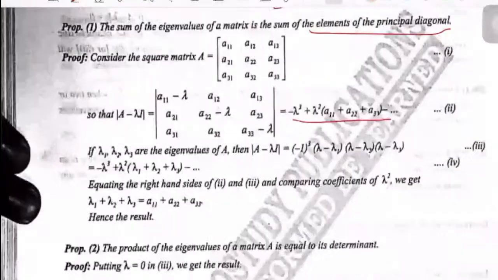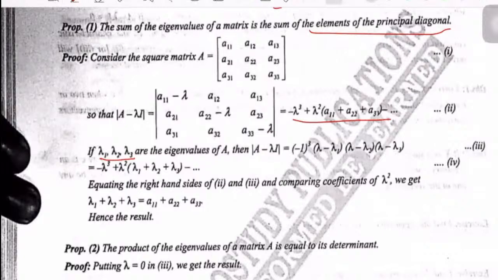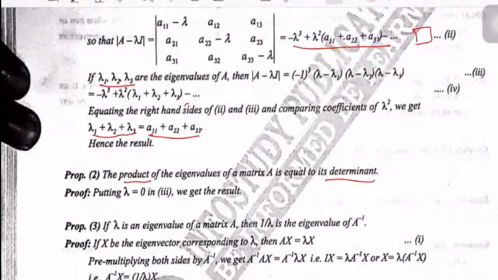Here, if lambda 1, lambda 2, lambda 3 are the eigenvalues, we consider them along with the characteristic equation. If we equate both, lambda 1 plus lambda 2 plus lambda 3 is equal to a11 plus a22 plus a33. And product of the eigenvalues is equal to its determinant. For the proof, if we put lambda equal to 0 in the characteristic equation, we will get the result.